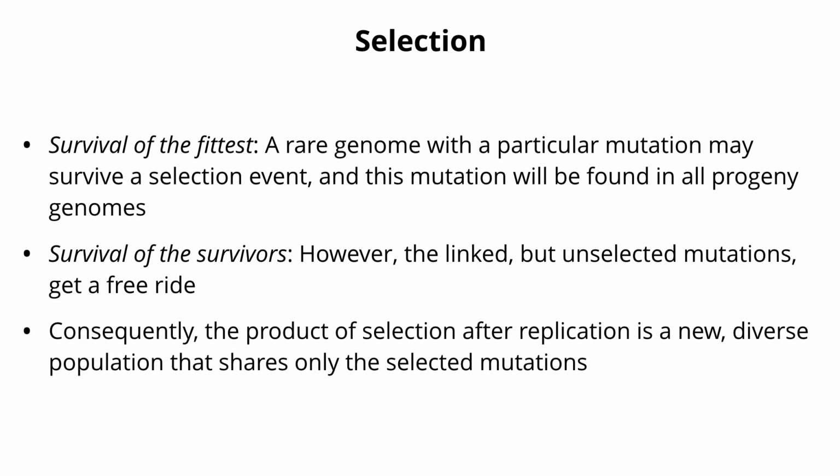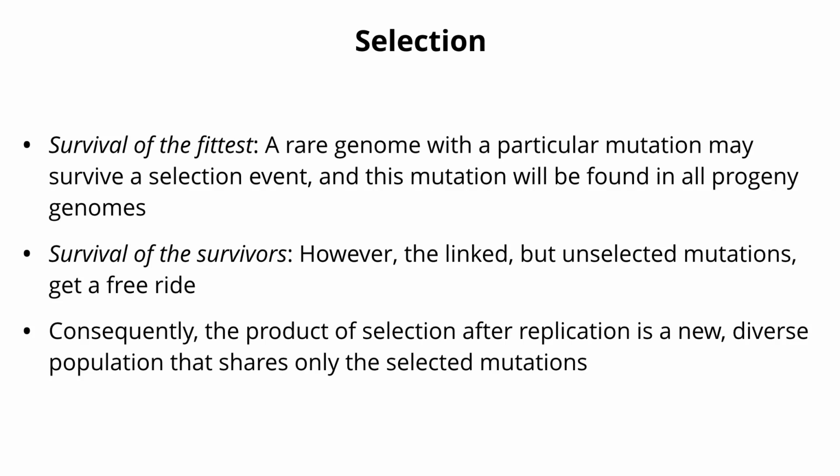And whatever the selection might be, a new host cell or a new host animal, or subtle things that we don't even know about. We know about the obvious selections, but we don't know about most of them that are going on inside every infected cell. So in this case, survival of the fittest would mean a rare genome with a particular mutation would survive a selection event, whatever it may be. And that mutation then is in all the subsequent genomes.